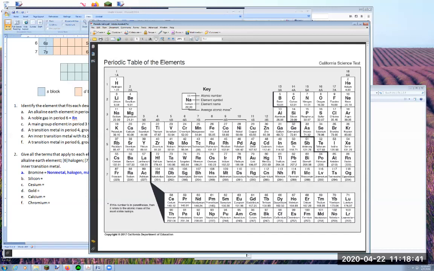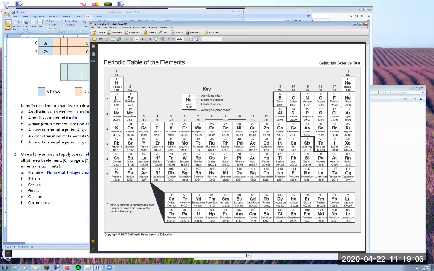Yes, silicon, well, no. So the zigzag line delimits metals from non-metals. Silicon is on the right side, but it's not a non-metal. It's touching the line. And that's actually a typical example of a metalloid. So there's not that many metalloids.